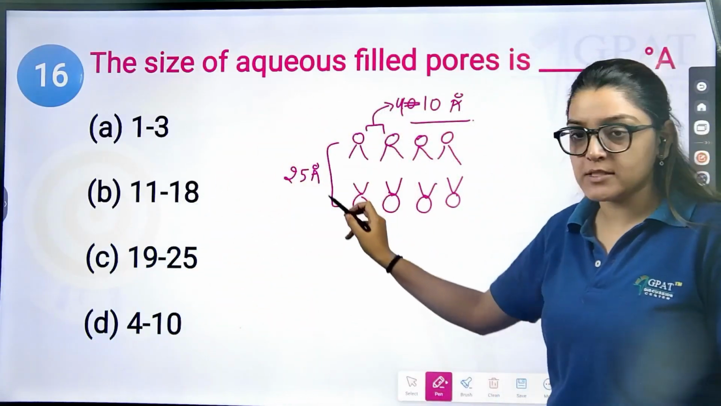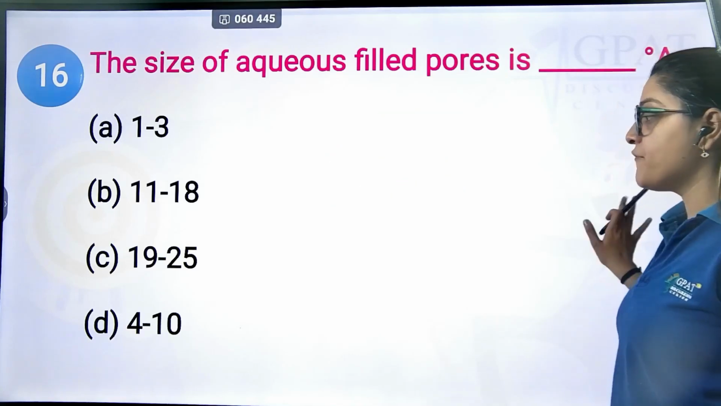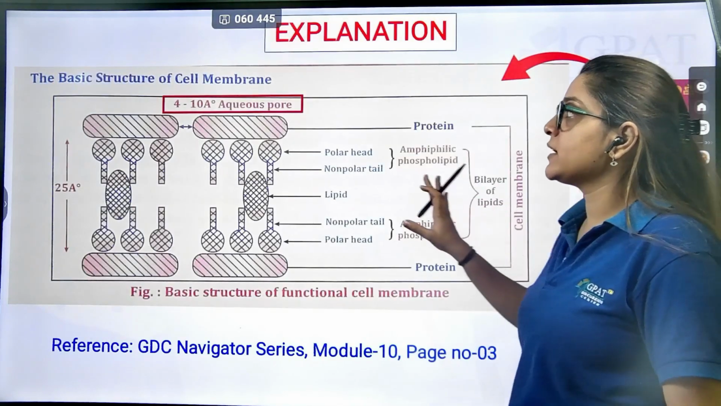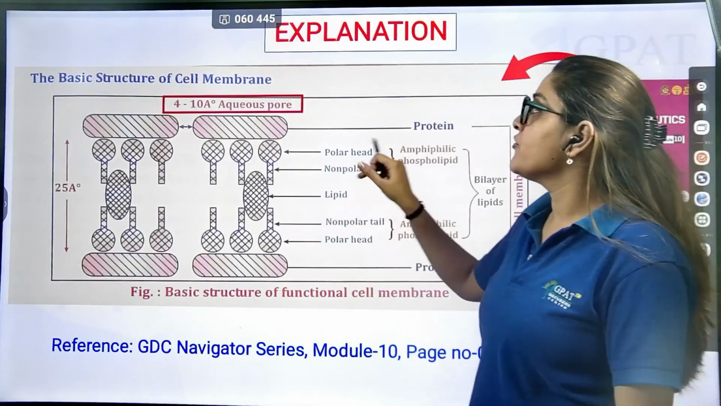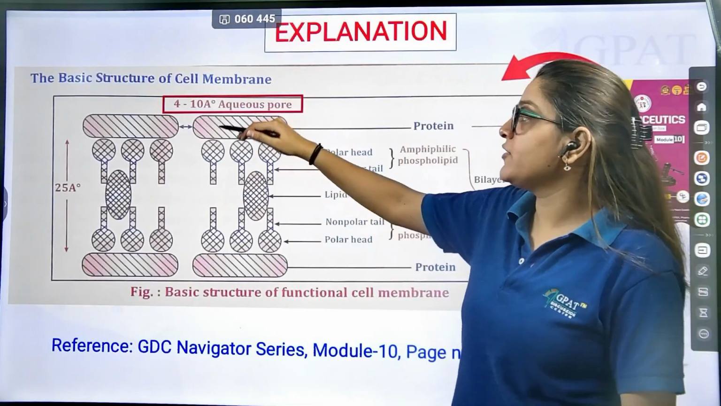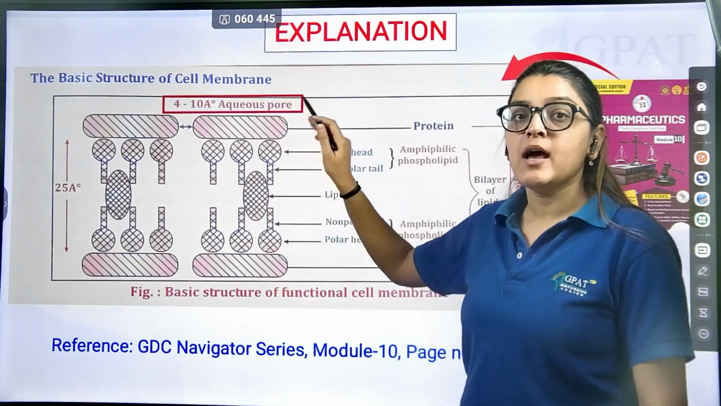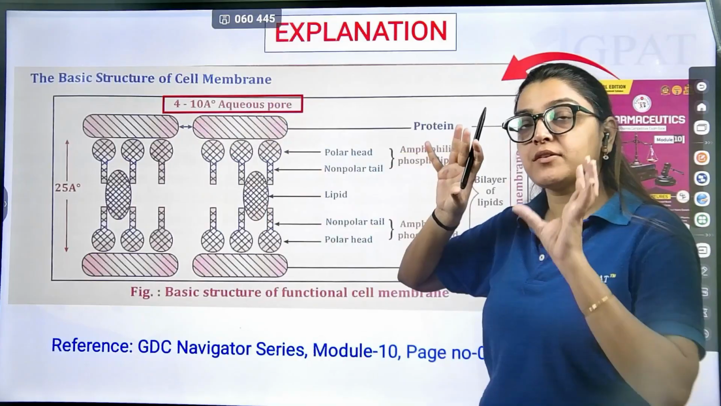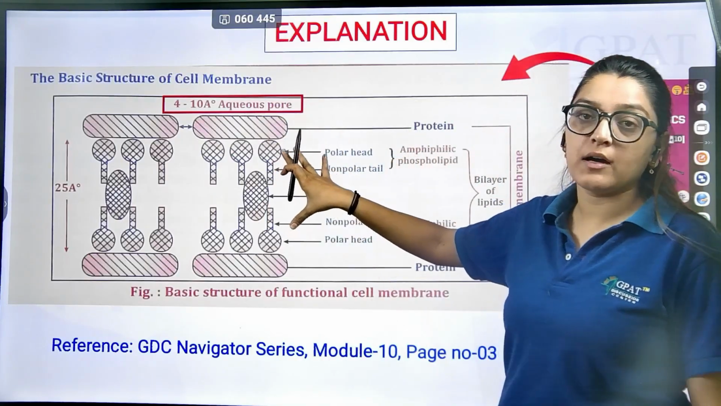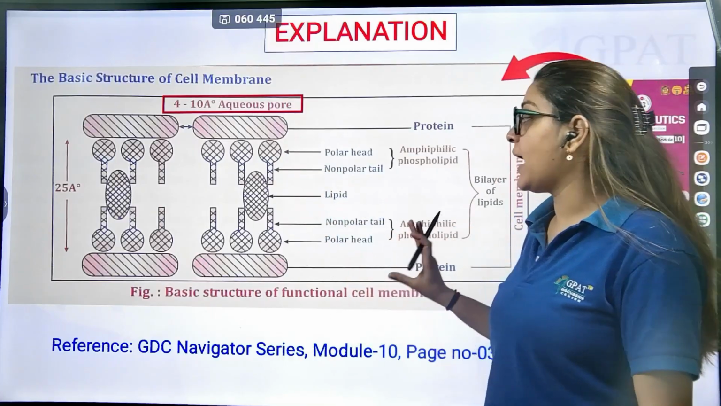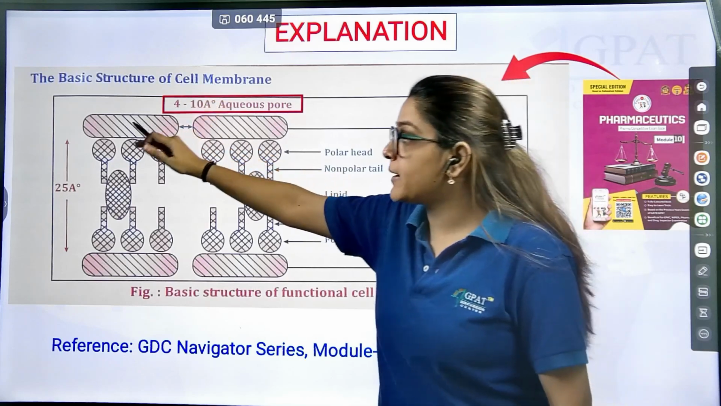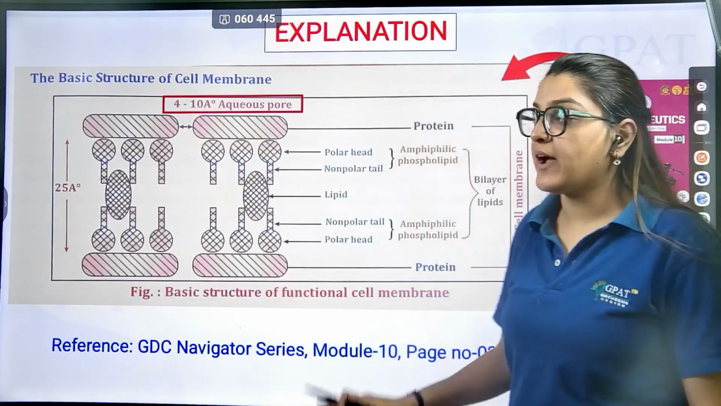Other than that, the thickness of the membrane is going to be 25 angstrom. Okay, clear? So this is the arrangement of the membrane. We have proteins which can be extrinsic, we have proteins which can be intrinsic, and we have the lipids in which we have the polar head part shifting to the outside and the non-polar tail part inside. The appearance is somewhat of a sandwich-like model, and then we have what we call aqueous pores, the size is 4 to 10 angstrom and the thickness is going to be 25 angstrom.